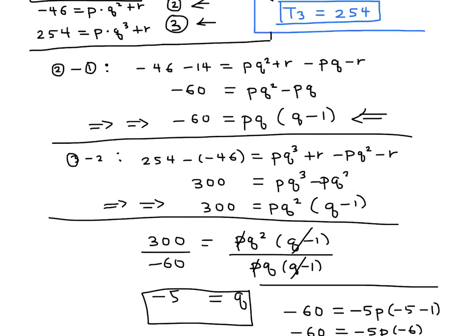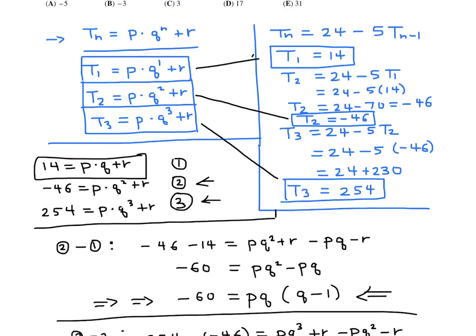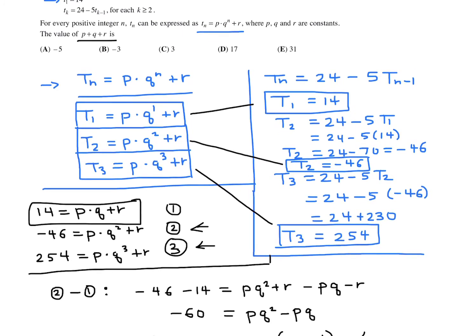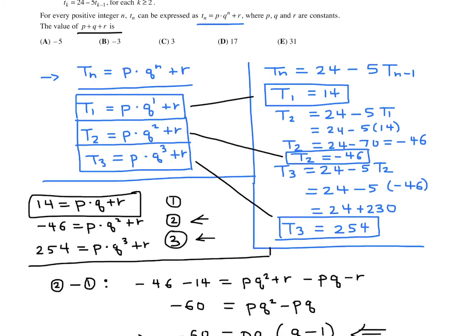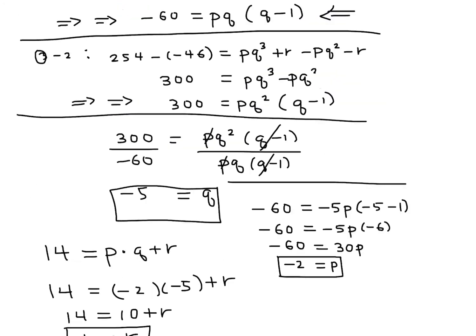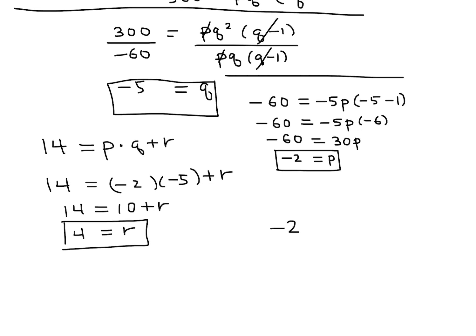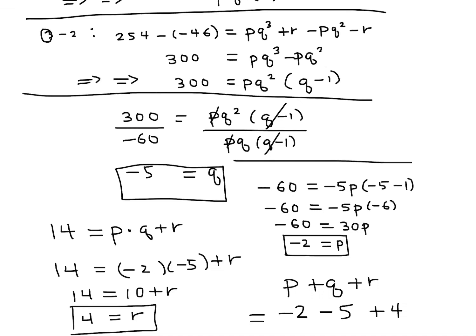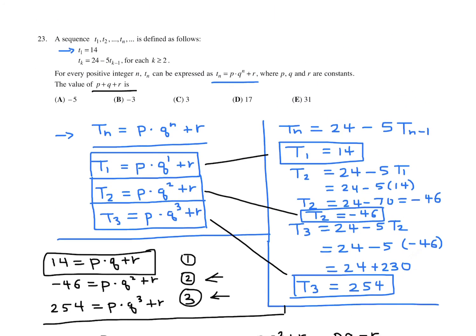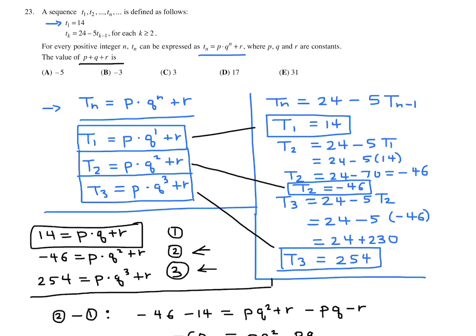And they wanted us to figure out what is the value of p plus q plus r. P plus q plus r, all right? So p is negative 2, q is negative 5, and r is 4. This is p plus q plus r. And therefore that looks like minus 7 plus 4, which is minus 3. So minus 3 is our answer. Let's see if that's one of the answer choices. And it is choice B.